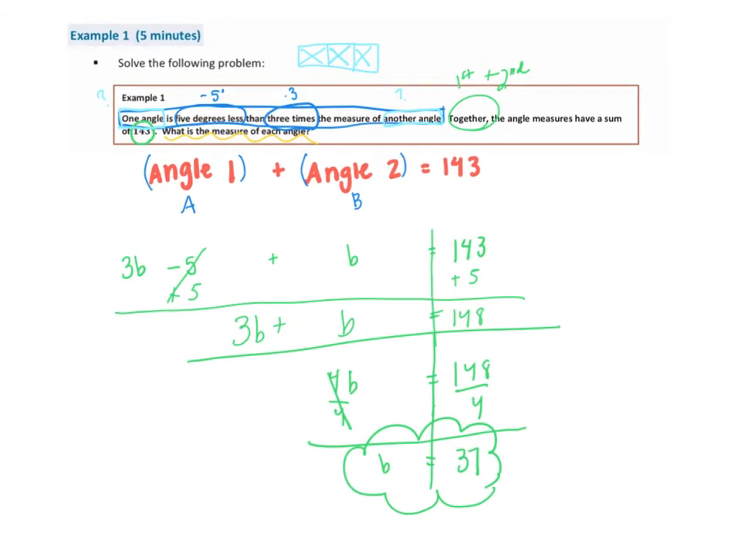Here's what I'm going to do. I'm going to go back to my original thing up here. Angle 1 plus angle 2 equals 143. And now I know that angle B is actually 37 degrees. So I have angle A plus 37 equals 143. And I'm going to solve this problem off to the side.